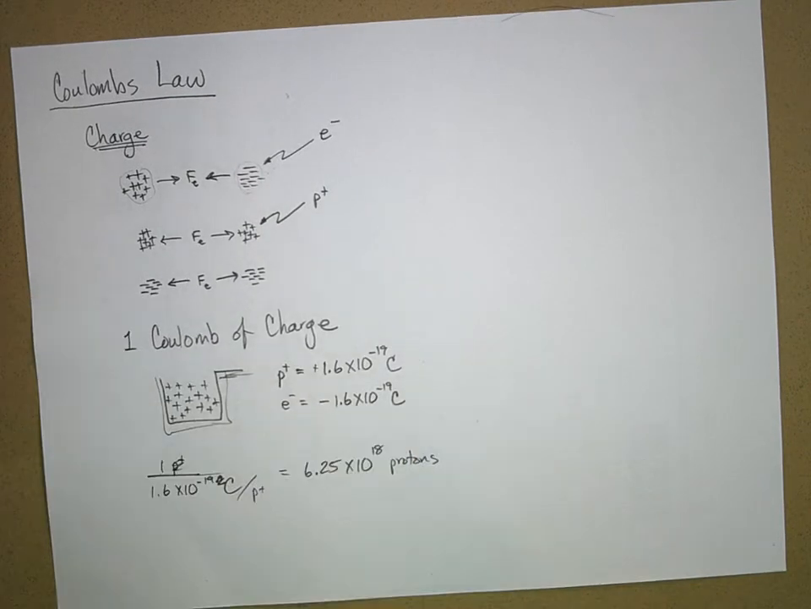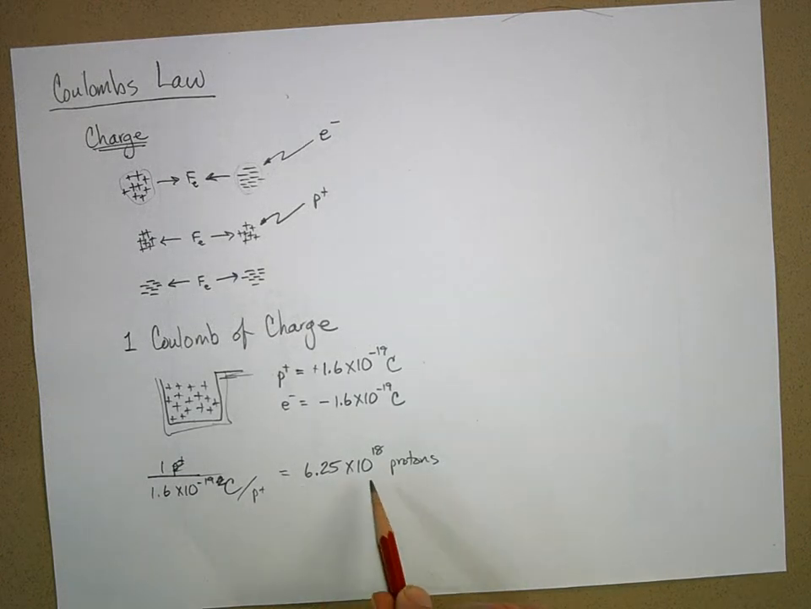Now, 10 to the 18, that's 10 to the 9 times 10 to the 9. 10 to the 9 is a billion. So it's a little more than 6 billion billion protons makes 1 Coulomb of charge. So 1 Coulomb is kind of a lot. Well, it's certainly a lot of protons. And, of course, 1 Coulomb of negative charge, negative 1 Coulomb, is 6.25 times 10 to the 18 electrons. So you can use it with either protons or electrons. So it's a lot of charge.